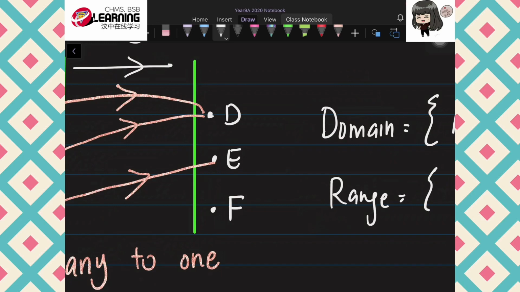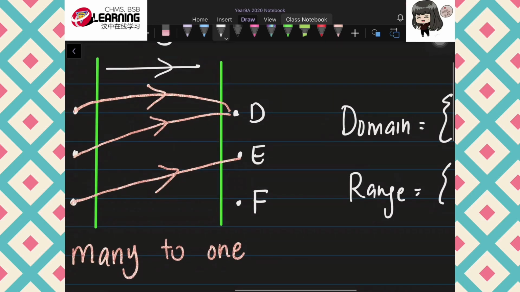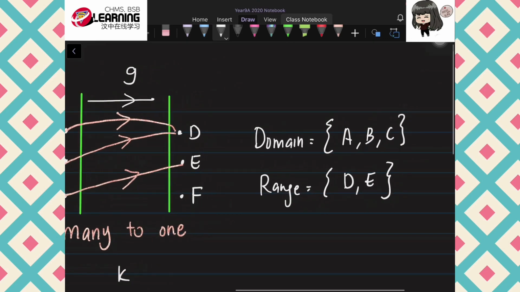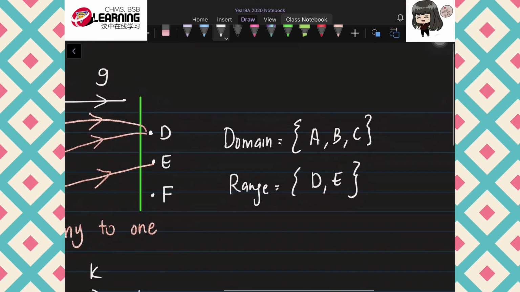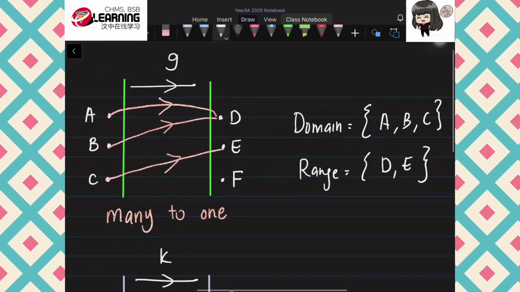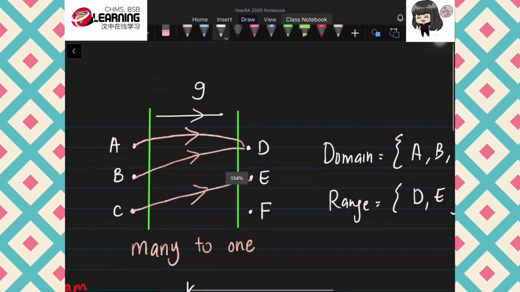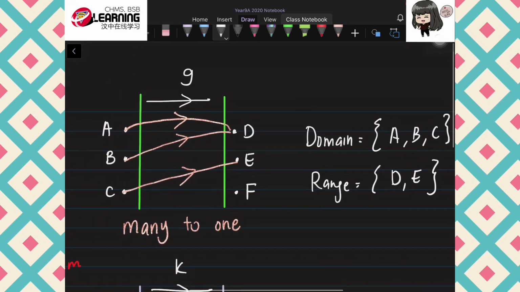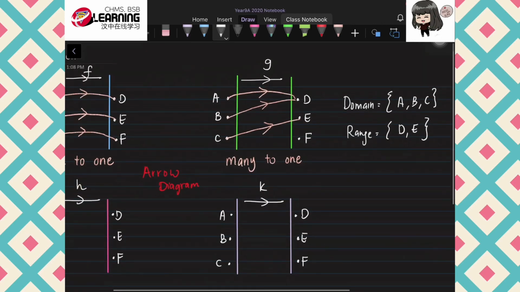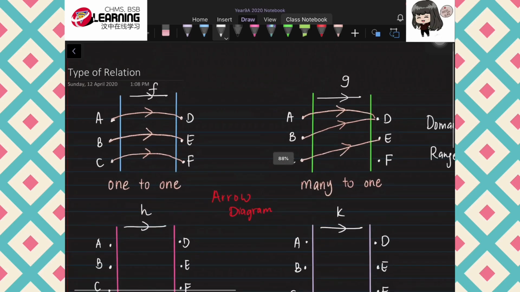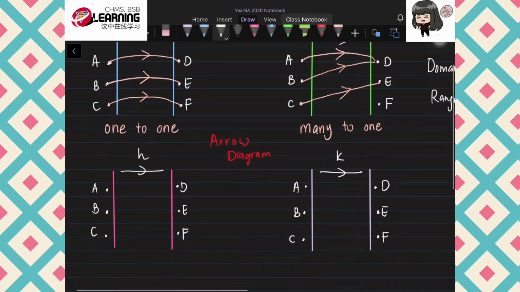But F is still an image. But this image has no object, right? But range, only D and E, because in this diagram, only D and E are the outputs. Okay, all right. So we have two types of relation already. You can see 1 to 1 and many to 1.